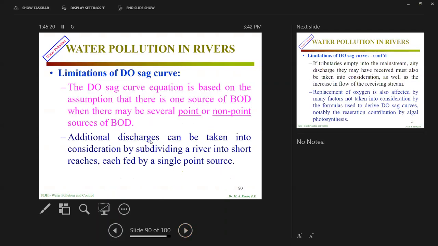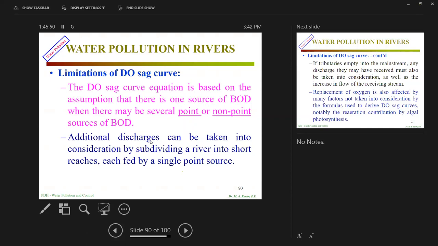Okay, limitations of the sag curve. The DO sag curve equation is based on the assumption that there is one source of BOD, and there may be several points of discharge. That's the disadvantage of that. The other one is that it is one-dimensional. We just calculate the distance. We didn't calculate the vertical and horizontal. We just calculate where the flow goes. So this would be another limitation: it's a one-dimensional model, not a two-dimensional or three-dimensional model.